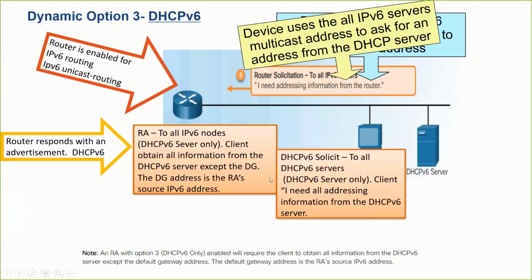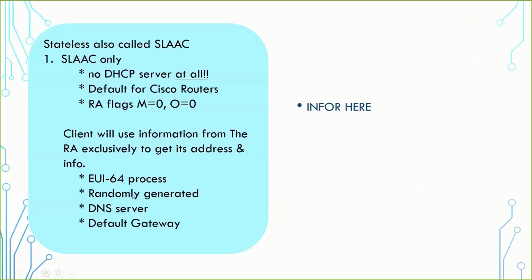It sends out a message to the all DHCP servers multicast address. It says, I need an address. The DHCP server responds with the information. Just a little review here. SLAAC is doing everything. The M flag is off. The O flag is off, right? And we're going to use the EUI64 process, which we're going to talk about here in a minute, okay? It's storing the DNS information, the default gateway. SLAAC is doing everything. The router has a big job.